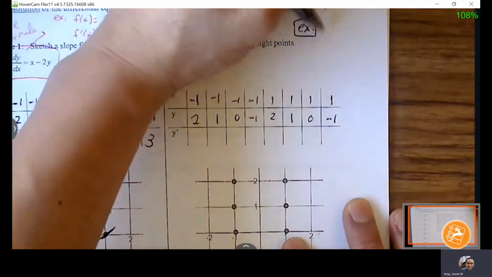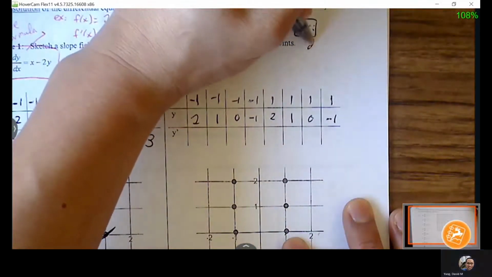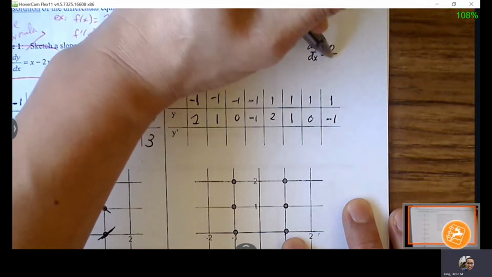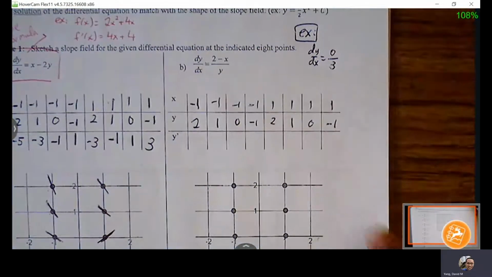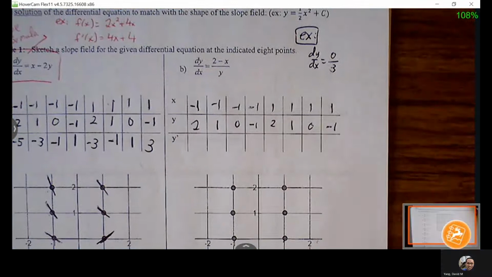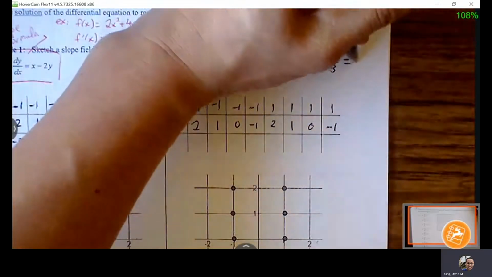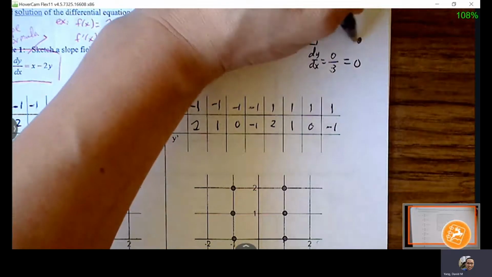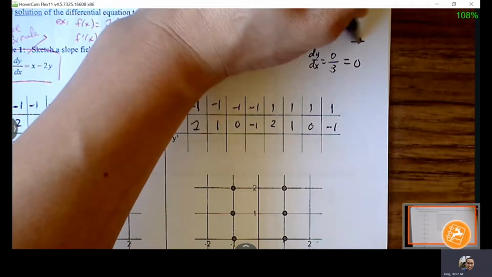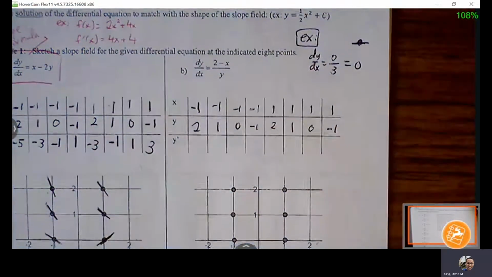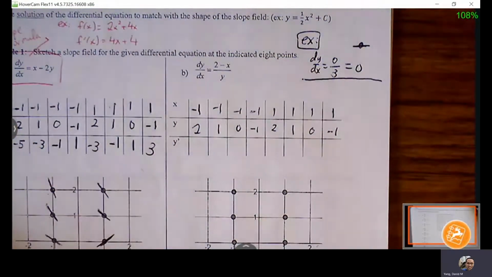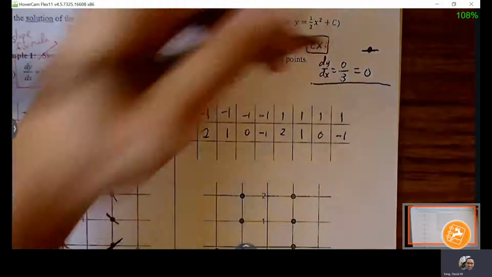Let's say we plugged in an ordered pair, and let's say our dy dx ended up giving us 0 over 3. Okay, how would you interpret 0 over 3? That's just 0, right? So if it's 0, what we're going to do is, if it's through an ordered pair, you're just going to create a horizontal line to indicate slope 0. Okay, so that's one example of a slope that is neither positive nor negative.